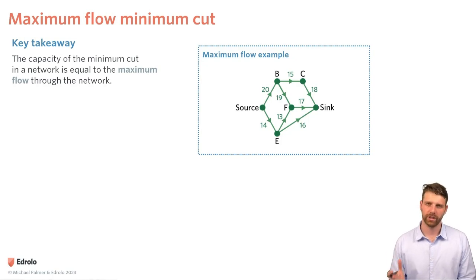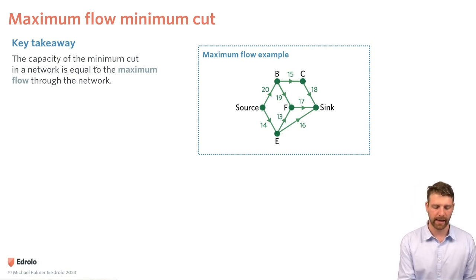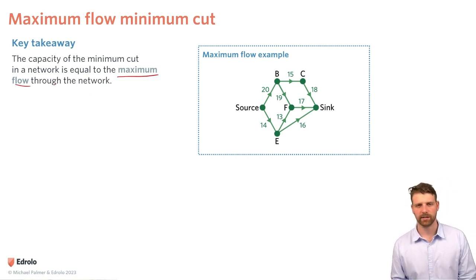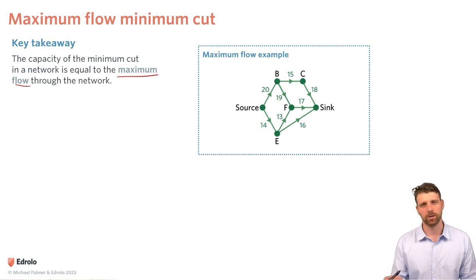All right, this is really where we've been heading the whole time. It's the maximum flow minimum cut theorem. What this means is that if I can find the minimum cut, that tells me the maximum flow through the network. So there it is stated. The capacity of the minimum cut in a network is equal to the maximum flow through that network. And this ideally is what we want to find in these sorts of problems.